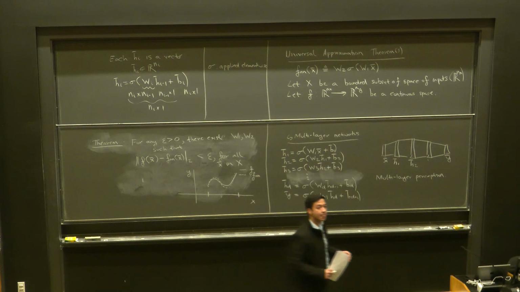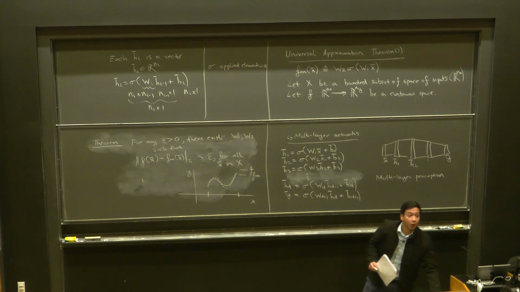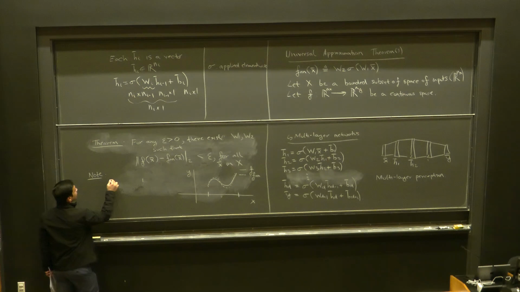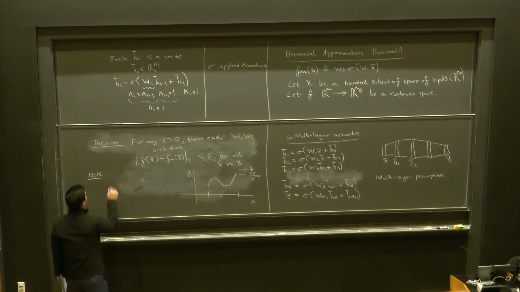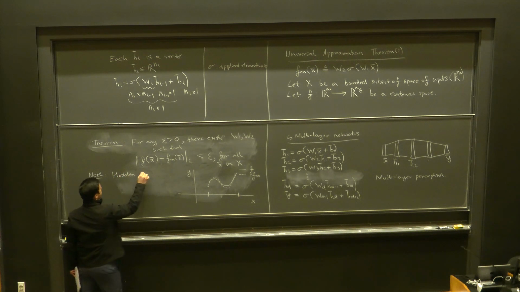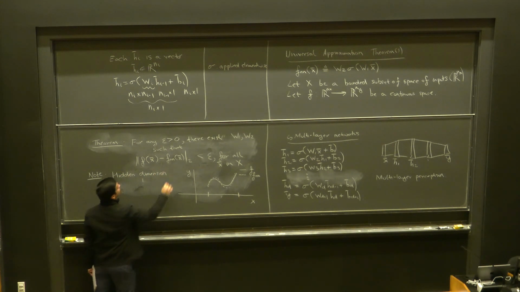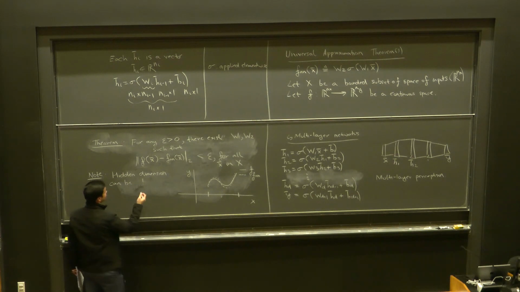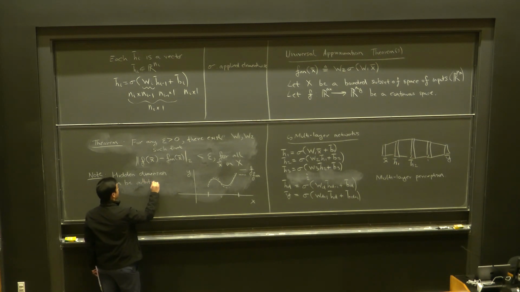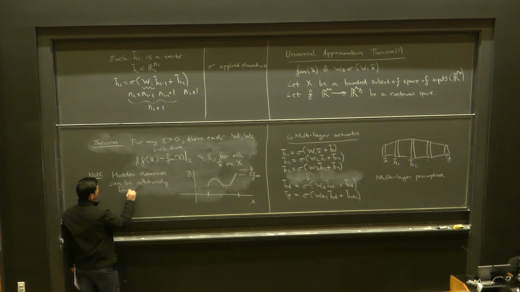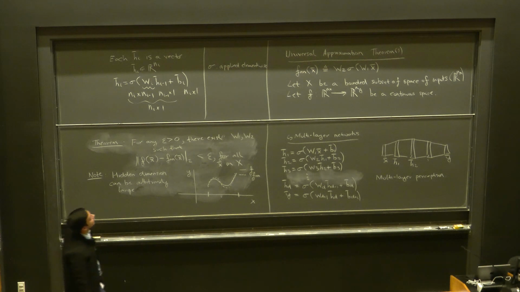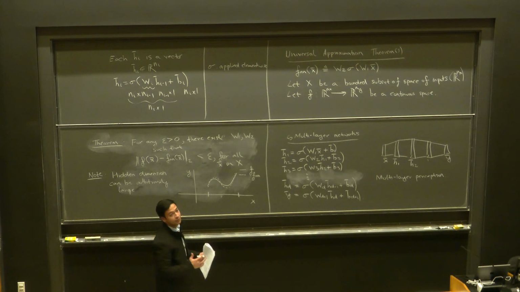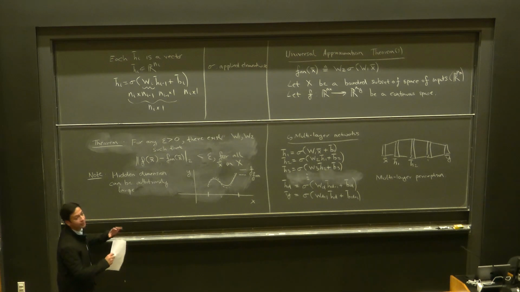Question? Is the hidden dimension bounded in this theorem? Okay, good. That was going to be the next comment I make. The hidden dimension is not bounded. The output of sigma(W1 x) can be arbitrarily large. So this is not providing any bounds on the dimensions of W1 and W2. It's just saying that there exist some, and they could be absurdly large.